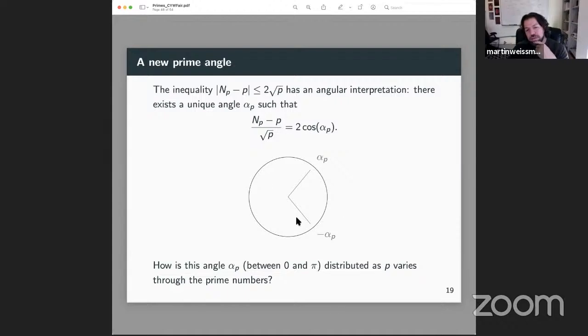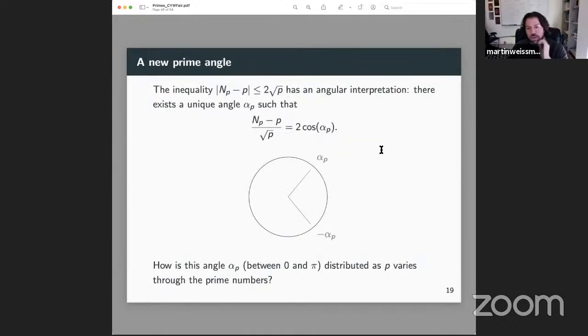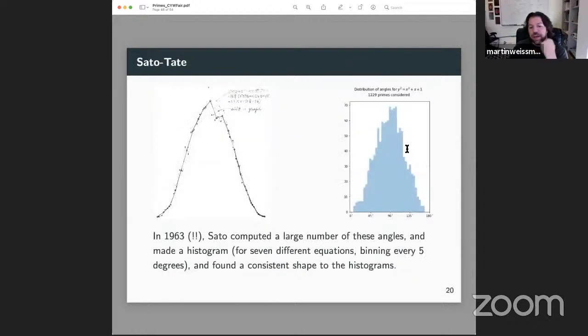And they looked at how these angles were distributed. When the angle is 0, that means that your approximation is as bad as possible. And when your angle is 90 degrees, your error is 0. So this angle is a measure of how good or bad the estimate is. And in the 1960s, Sato computed a whole bunch of these angles. He took a whole bunch of equations and a whole lot of prime numbers, and he made some histograms of these angles. And he found this shape showing up.